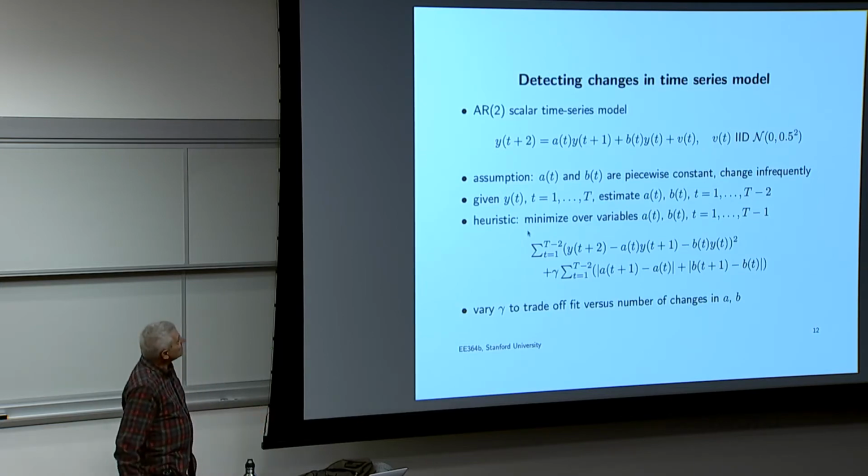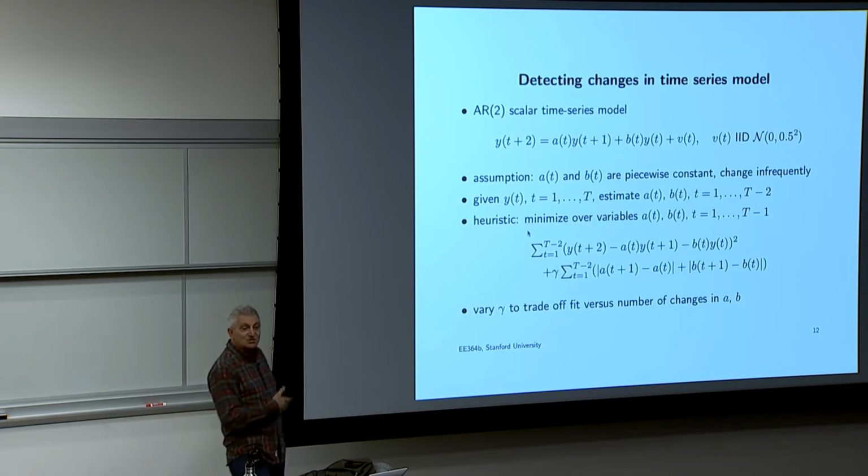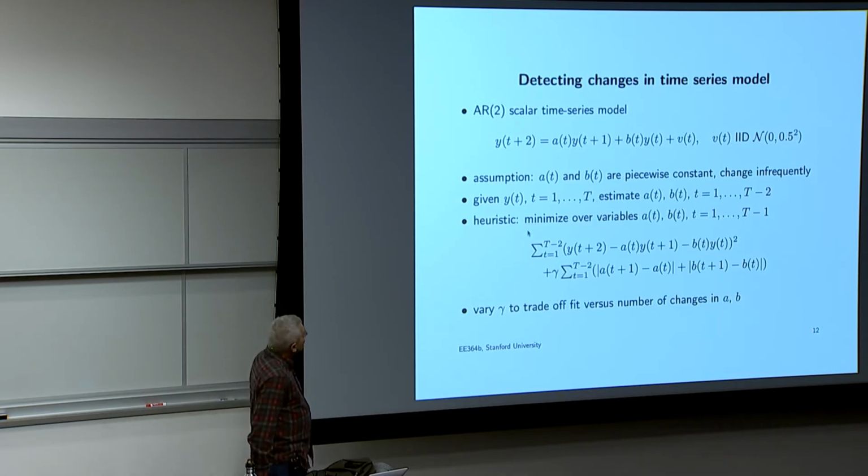Here's a quick example: I have an AR model, an autoregressive model. What we're going to do is assume that the dynamics of the AR model, which is the A and the B, change. There are a lot of cases for this, where you want to fit a model, but it changes over time.